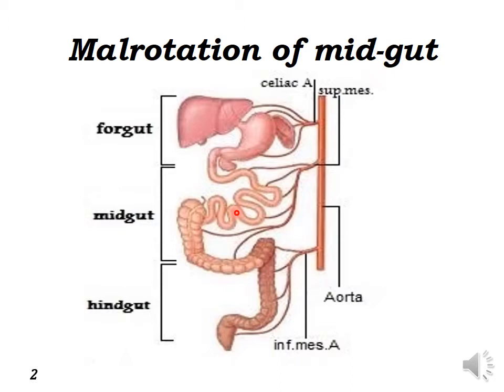In malrotation of midgut, there is a defect in the three stages of development. There is no complete return of the bowel to the abdominal cavity and no complete rotation, so there will be abnormal position of the two limbs of the midgut. We have two limbs of the midgut, which are the two points of fixation of the midgut: the DJ and the cecocolic limb, as we see in the next slide.